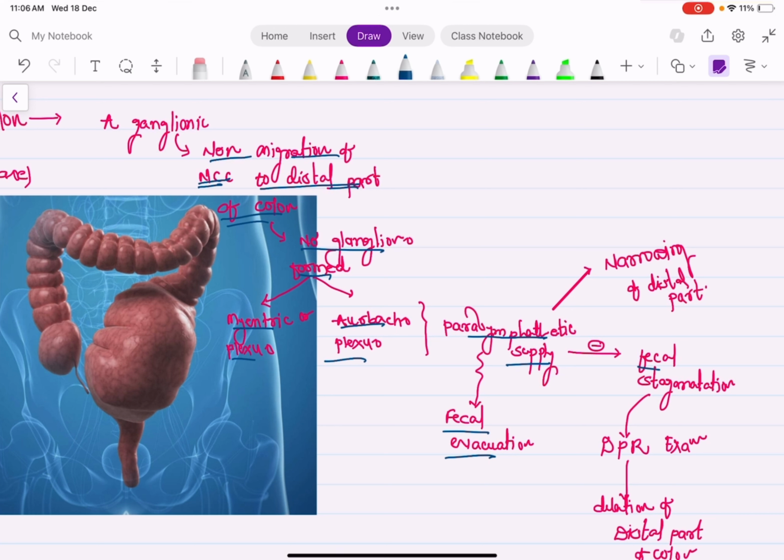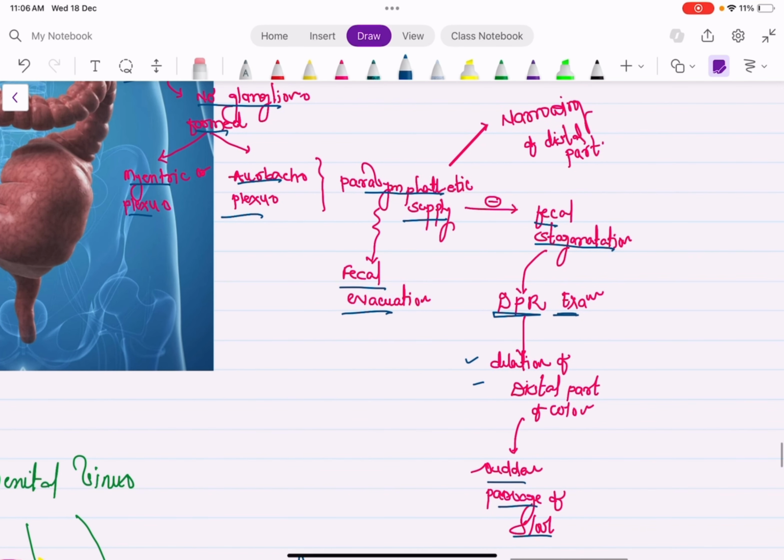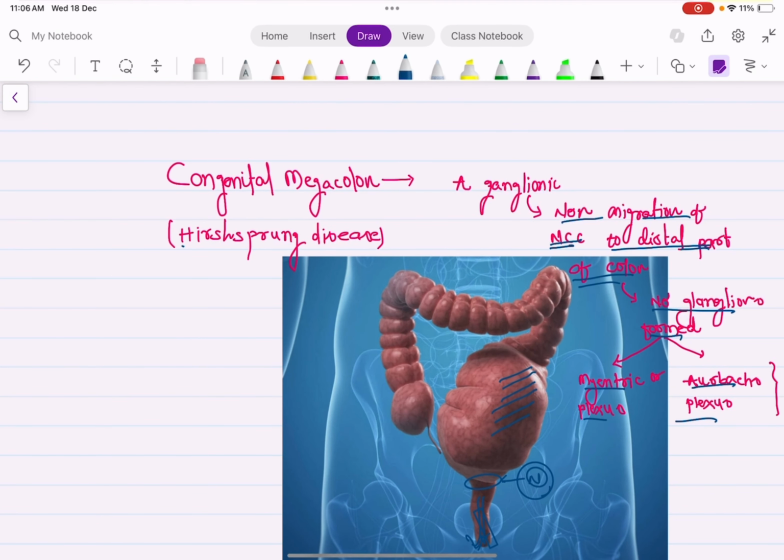So fecal stagnation occurs. See here, this is the fecal stagnation, and here is the narrowing of the distal part. When we do a digital per-rectal examination, there is dilation of this narrower part of the distal colon, which leads to the sudden passage of stool. This is also called Hirschsprung disease or congenital megacolon.